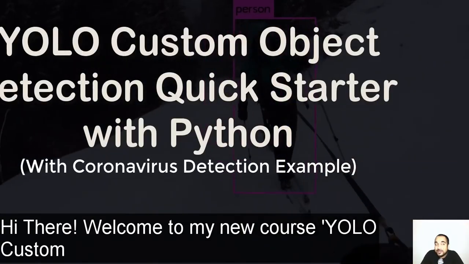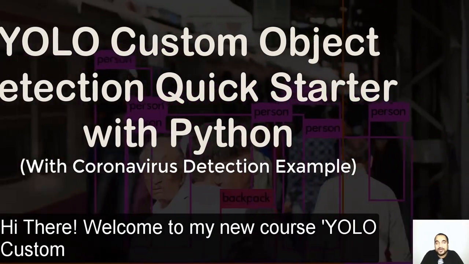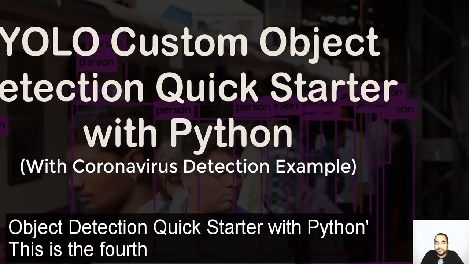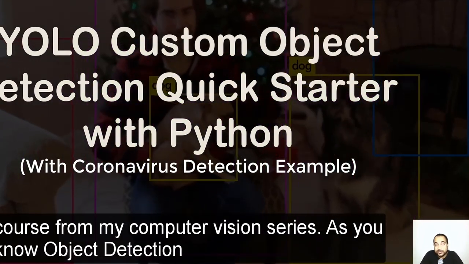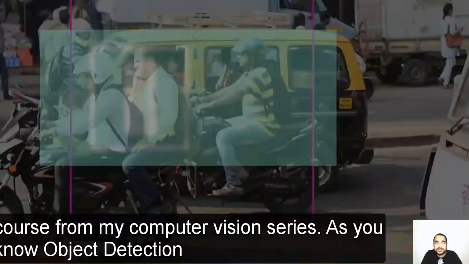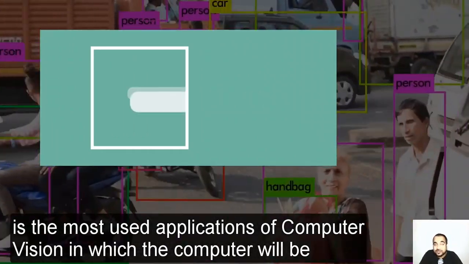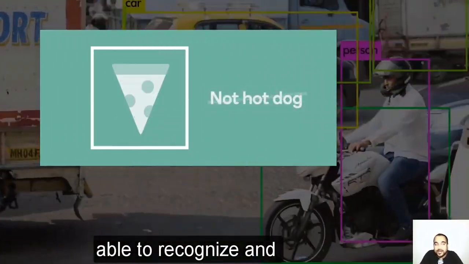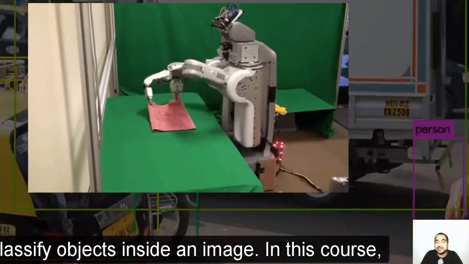Hi there, welcome to my new course YOLO Custom Object Detection Quick Starter with Python. This is the fourth course from my computer vision series. As you know, object detection is one of the most used applications of computer vision, in which the computer will be able to recognize and classify objects inside an image.